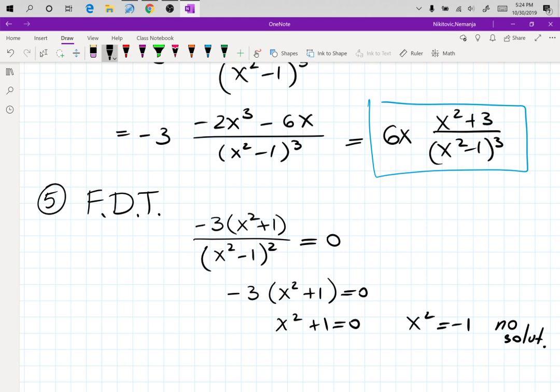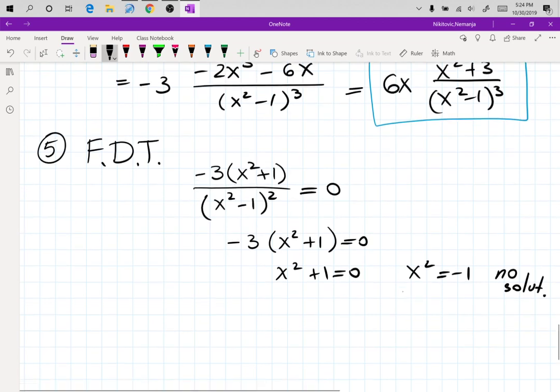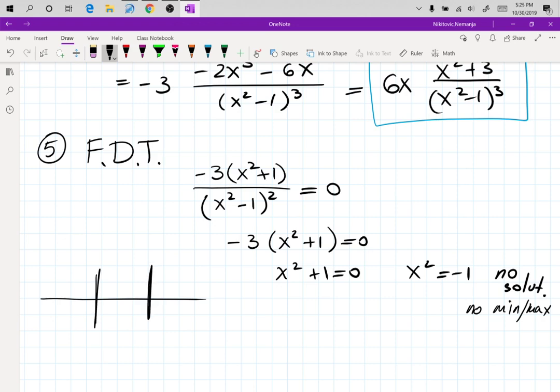And then we are going to do the, so now no min max, right? No min max because there are no critical points. We are going to do our partition now. We have no critical points, so the only partitions we have are asymptotes, and those are at negative 1 and 1.